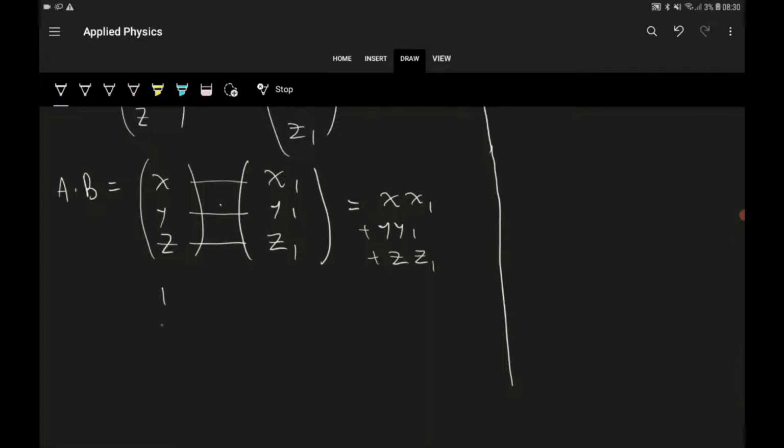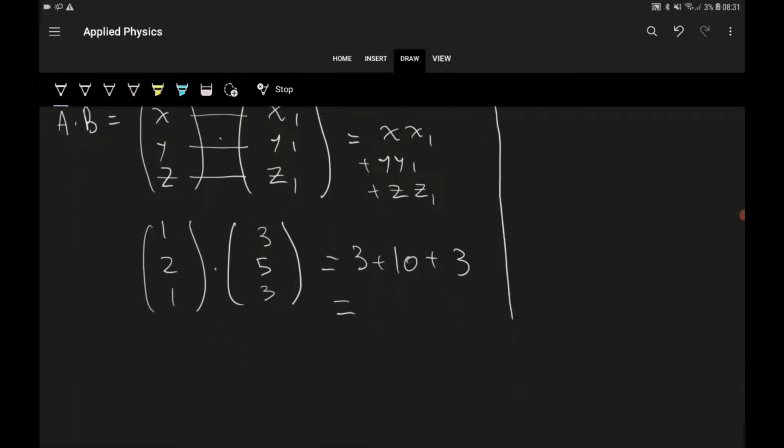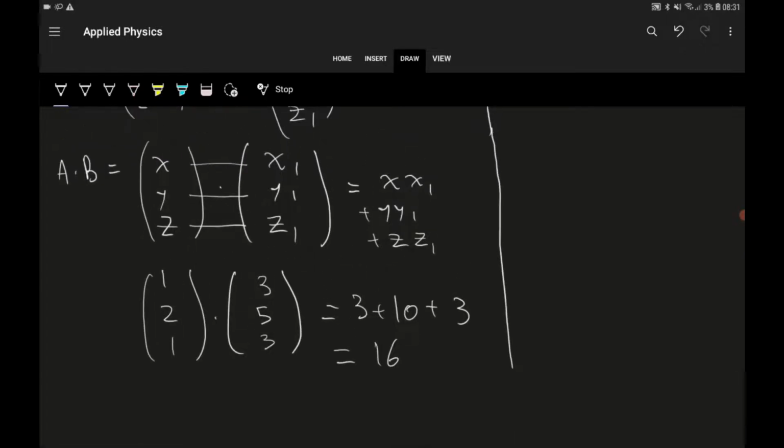If I were to show that with real numbers, 1, 2, 1, and I'm going to go really fast with this, I hope, 3, 5, 3, wow, 3 plus 10 plus 3. So you should be able to see that you will actually just, in the end, be adding all of these, giving us 16. It won't be x separate, y separate, and z separate.